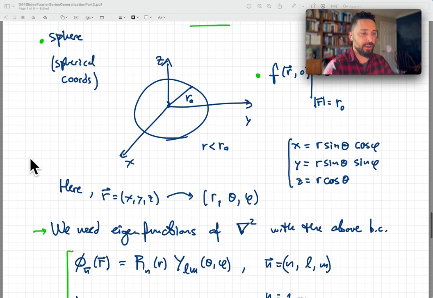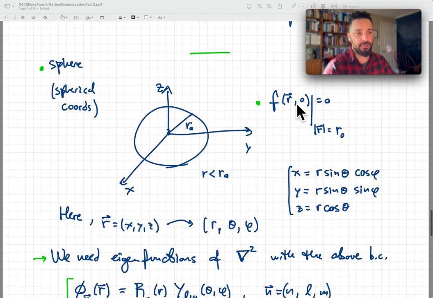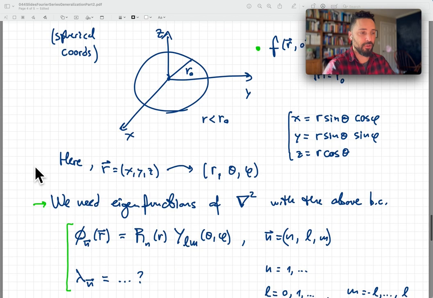And then what we need is eigenfunctions of the Laplacian with these boundary conditions, that f of r0 comma t is equal to 0. In fact, this should be t, this should be time, this should be f of r0 comma time equal to 0 at all times, not just at the initial condition, but at all times. You will find this fixed in the PDF version of the notes.